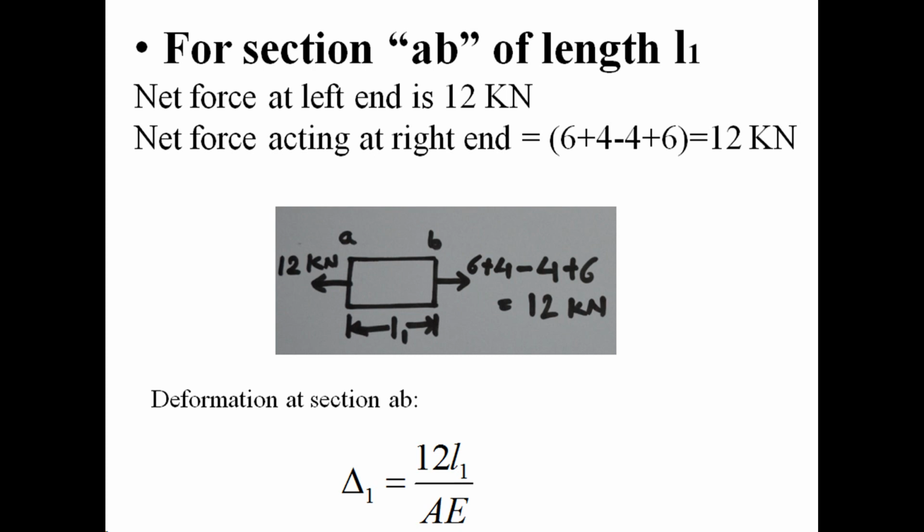So in that condition we can say the first section, section AB, is subjected to a tensile force of 12 kilonewton. So here the deformation at section AB, if we denote this deformation as delta 1, will be equivalent to 12 L1 by AE. This was the deformation at section AB.